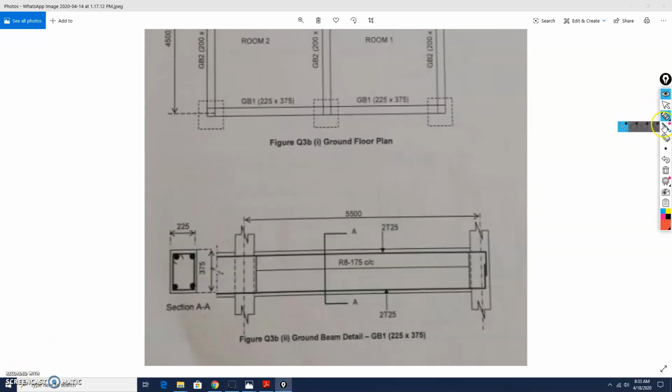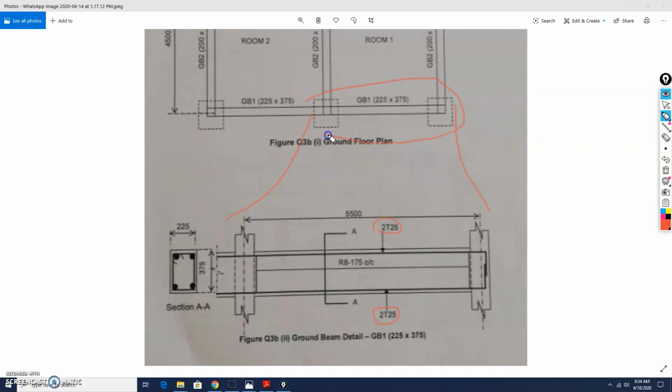Right, next we look for the reinforcement. If you look in the diagram, for the top reinforcement and also for the bottom reinforcement, basically it uses the same spec and the same size, which is 2T25. So meaning that we can combine the top and bottom in our calculation. The detail figure here basically refers to this section.